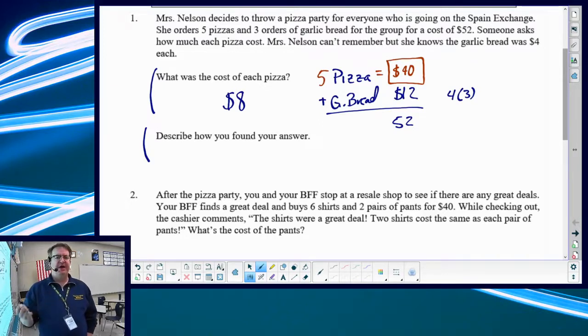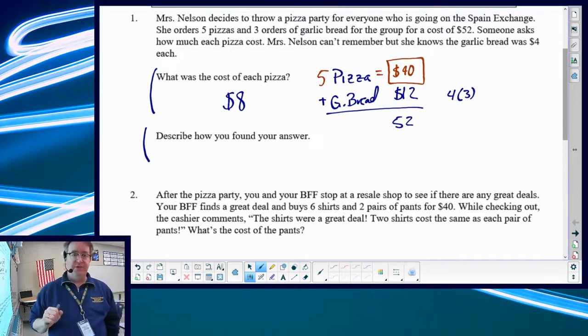How does this have to do with systems of equations? We will get there, don't worry.